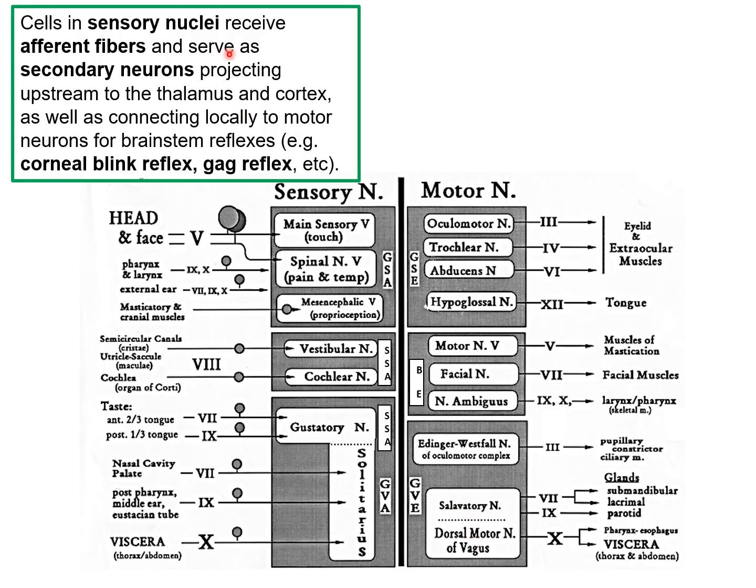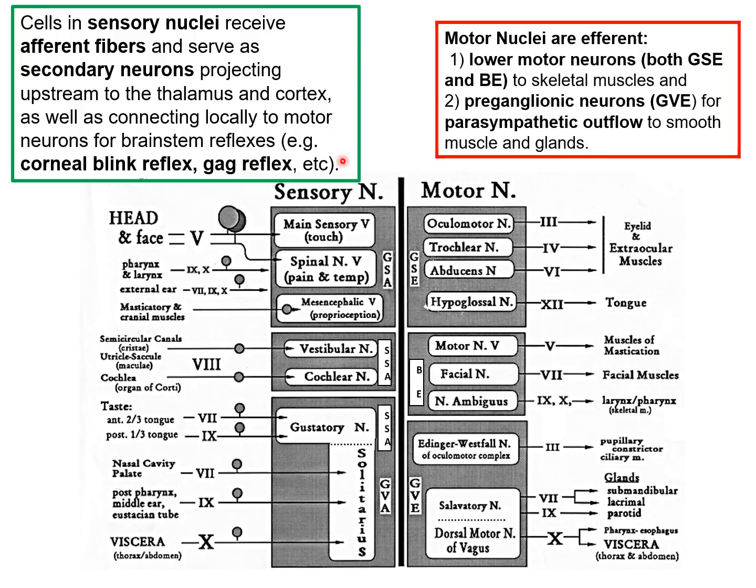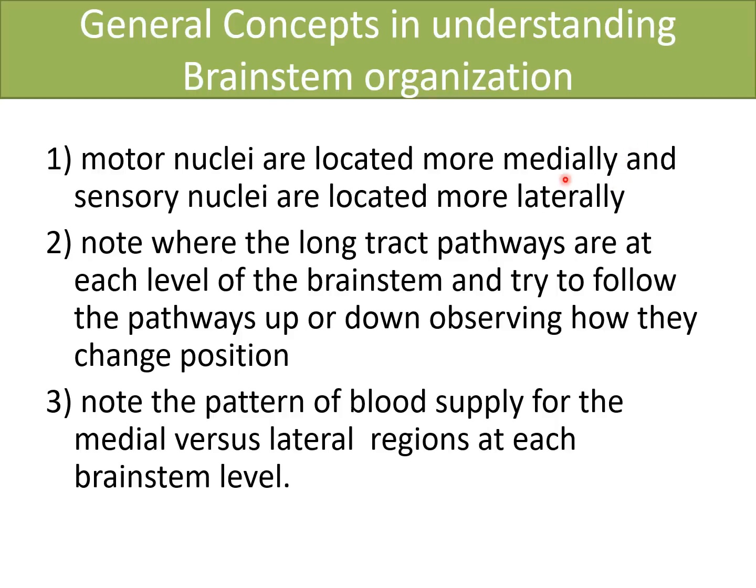We recognize also that the sensory neurons that receive input play a critical role in certain reflexes, that is the corneal blink reflex and the gag reflex, that we'll be using to assess function within the nervous system in the brainstem. And also the motor neurons have the motor nuclei that we've mentioned for skeletal muscles as well as those for smooth muscles and glands.